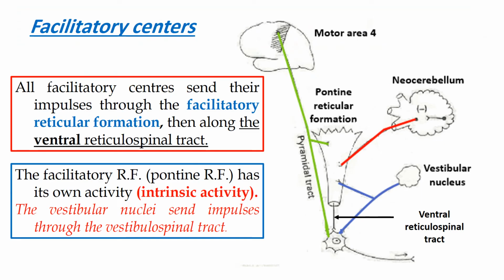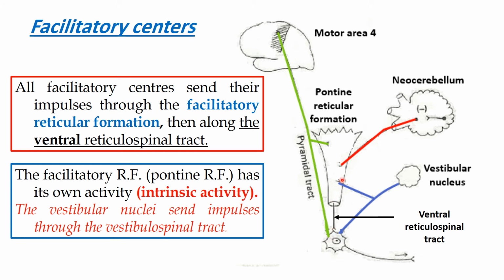The facilitatory centers send their impulses through the facilitatory reticular formation. Let's revise again. The motor area 4, the neocerebellum, the vestibular nucleus, and the pontine reticular formation are the facilitatory areas. But the other 3 areas, motor area 4, neocerebellum, and vestibular nucleus, send their impulses to stimulate the stretch reflex, sending impulses to the cord along what we call the ventral reticulospinal tract.